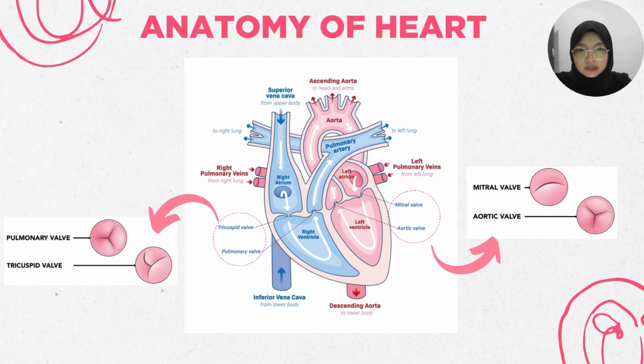The heart is connected to major blood vessels. The superior and inferior vena cava bring oxygen-poor blood from the body to the right atrium. The pulmonary arteries carry blood from the right ventricle to the lungs. The pulmonary veins bring oxygen-rich blood from the lungs to the left atrium, and the aorta distributes oxygen-rich blood from the left ventricle to the rest of the body. Together, these structures work seamlessly to circulate blood and ensure oxygen and nutrients reach every part of the body.